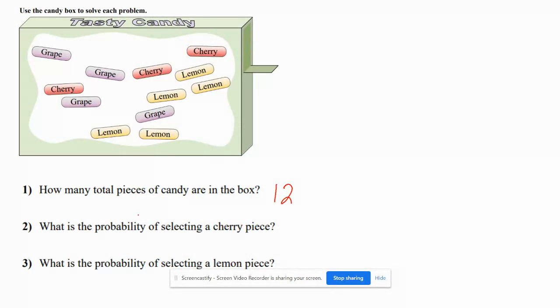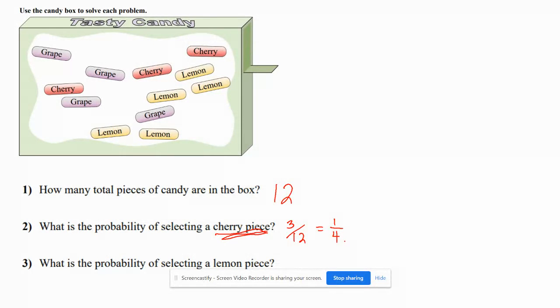Number 2 says, what's the probability of selecting a cherry piece? So I should already know that 12 should go on the denominator. Now the numerator is the cherry piece. How many cherry pieces is it? There are 3 cherry pieces, so I'll put 3 above my 12. Now, anytime we do probability, I want you guys to simplify it. So we can simplify this from 3 over 12 to 1 over 4, or 1/4.